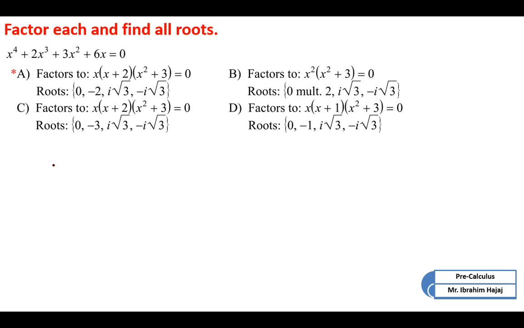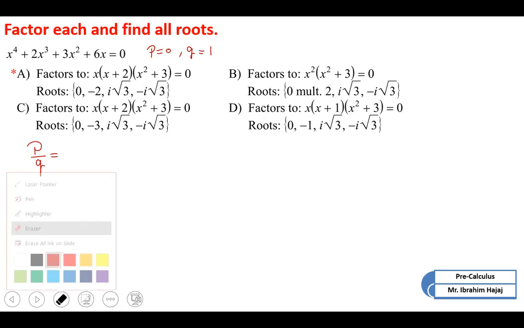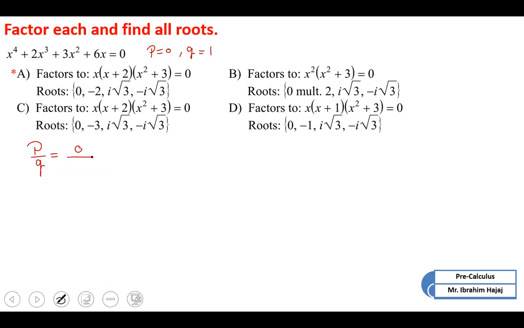Yes, we can first find all possible real rational zeros like p over q, where p represents all factors of the constant term, and q represents all factors of the leading coefficient, which is 1. So I think p here is 0. Since p is 0 and q is equal to 1, all possible zeros are 0, because 0 over anything gives 0.